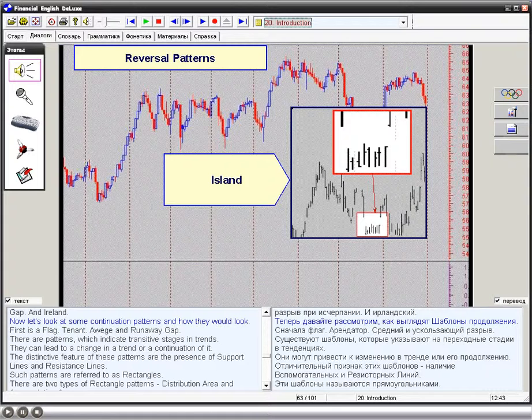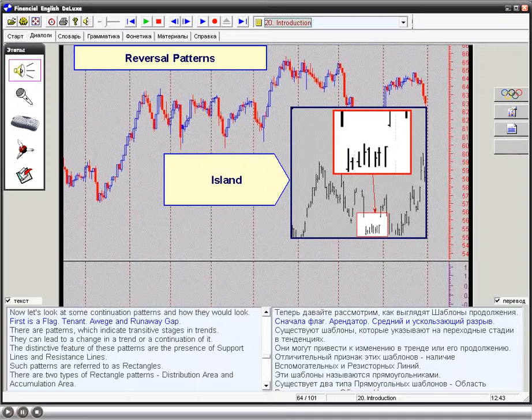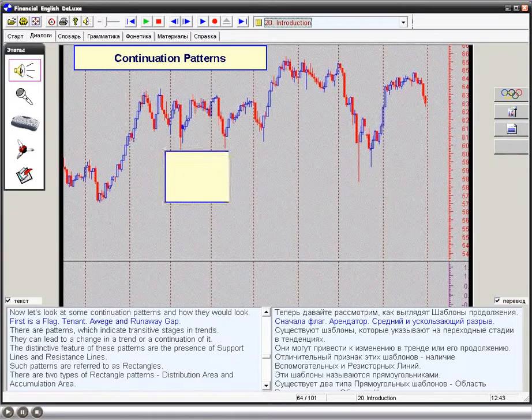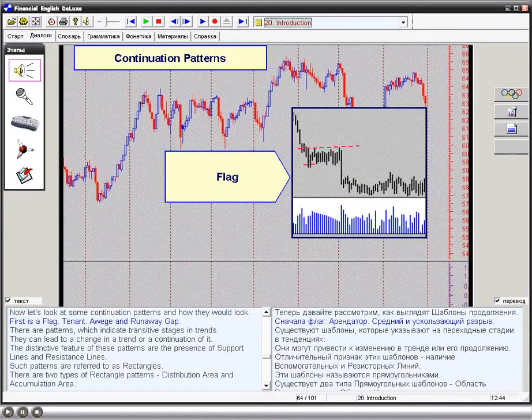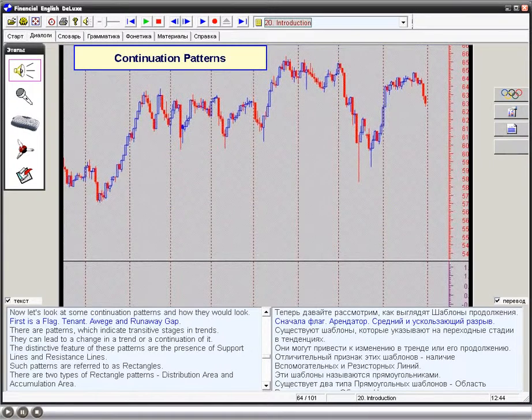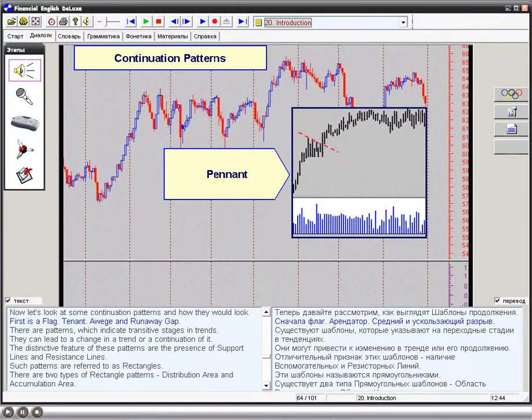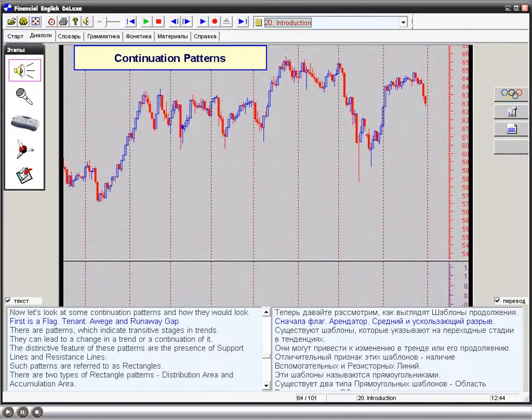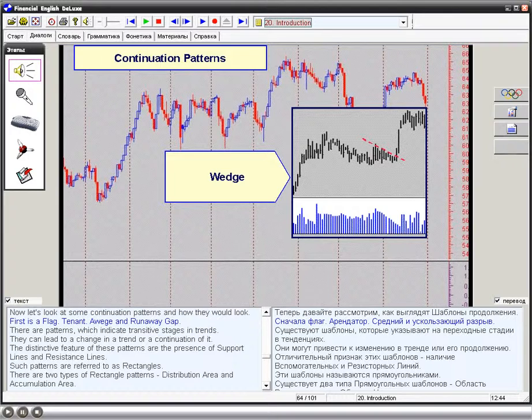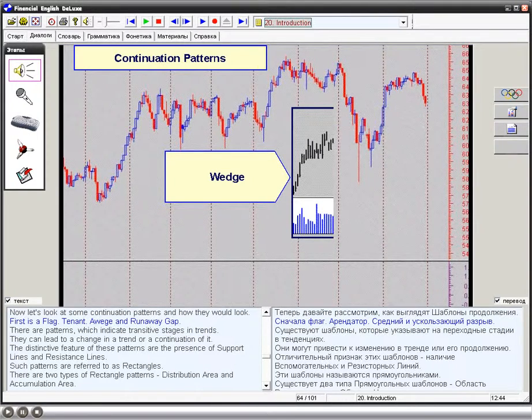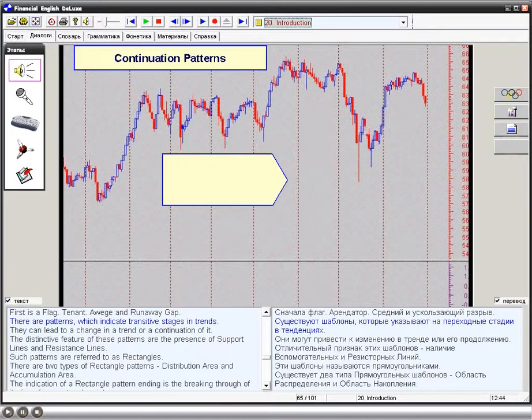Now let's look at some continuation patterns and how they would look. First is a flag, pennant, a wedge, and runaway gap.